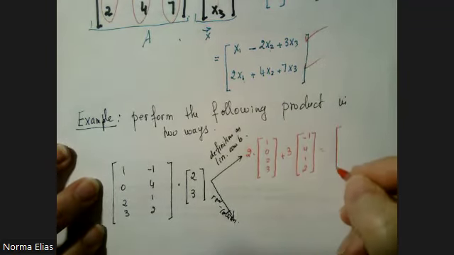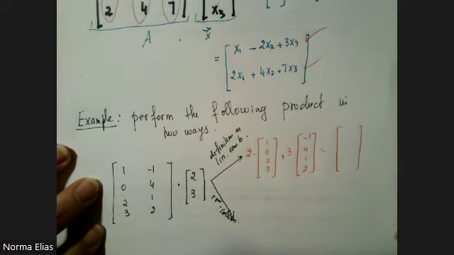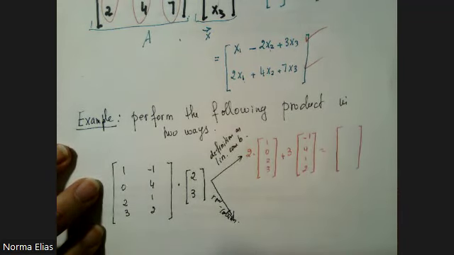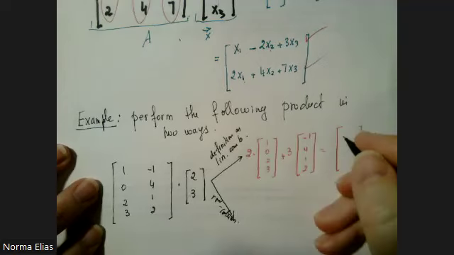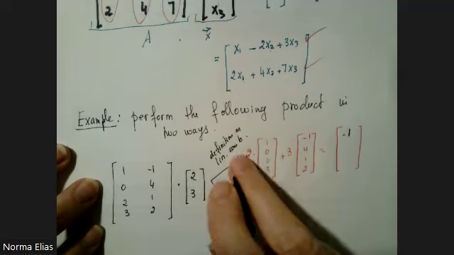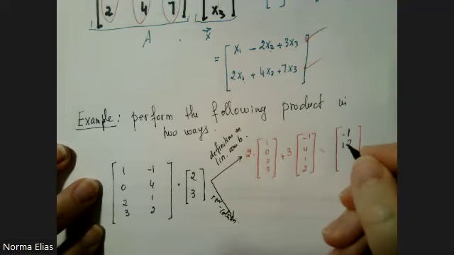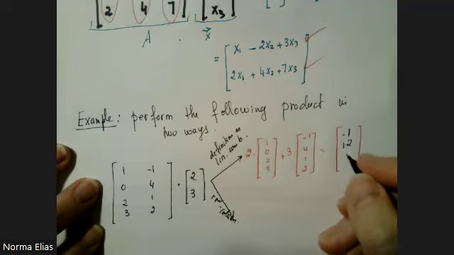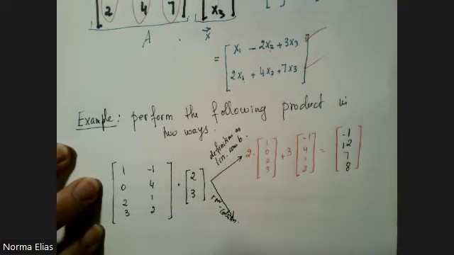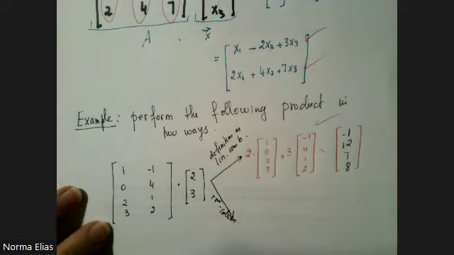Now we can add them. You have two vectors, and you can add them. This would give me 2 minus 3, that is minus 1, then 12, then 4 plus 3, which is 7, and 6 plus 2, which gives me 8. So that's the usual definition.